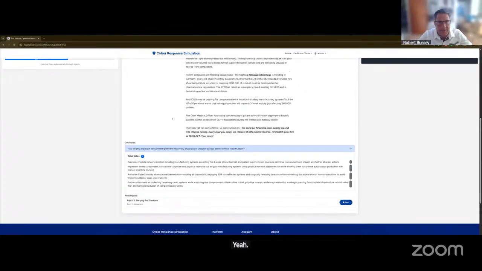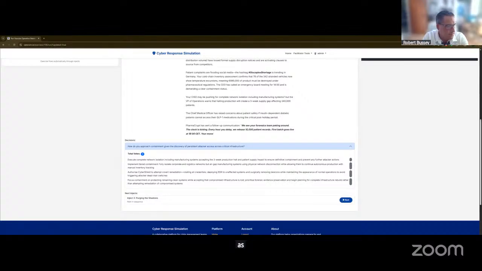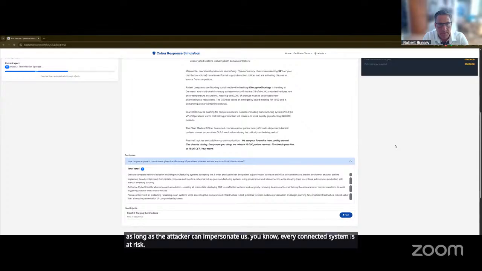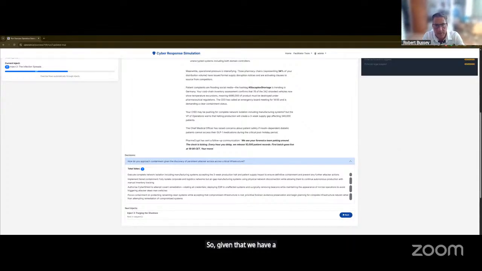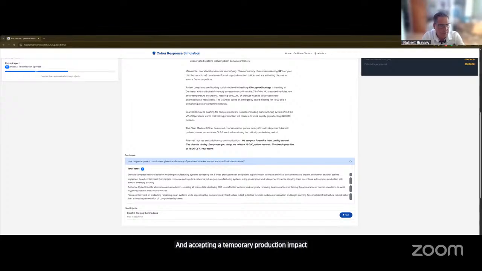Yeah, great question. At this point, segmentation alone is insufficient. As long as the attacker can impersonate us, every connected system is at risk. So given that we have a confirmed domain compromise and persistent access, I now recommend tiered containment, air gapping manufacturing and critical patient systems, aggressive credential invalidation, and accepting a temporary production impact to stop attacker control. Continuing partial connectivity at this stage increases the risk of patient harm and long-term trust loss.